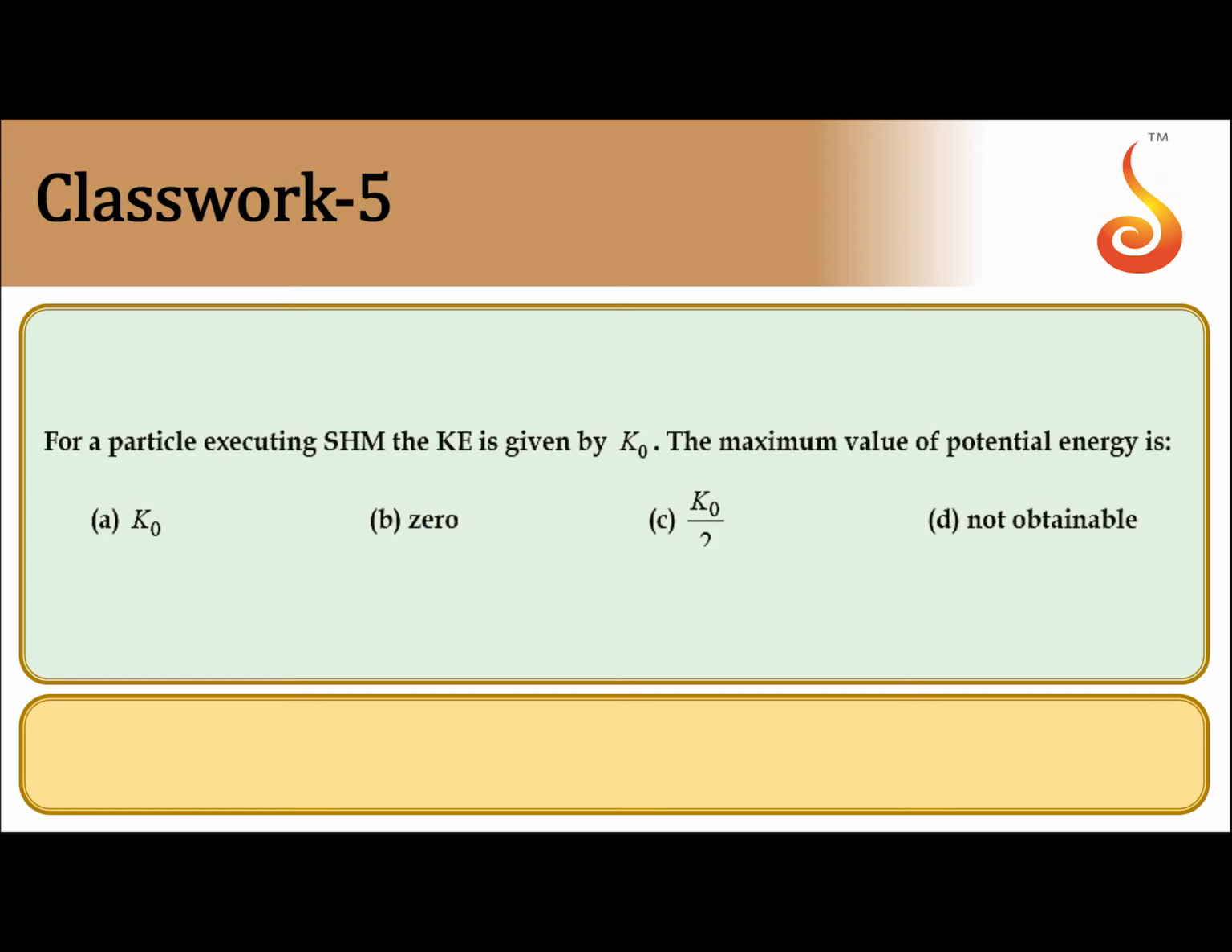Example 5. For a particle executing SHM, the kinetic energy is k0. The maximum value of the potential energy is. Okay. Now the value of kinetic energy is k naught, he says. What does that mean? It means that the maximum kinetic energy of the particle is k naught.